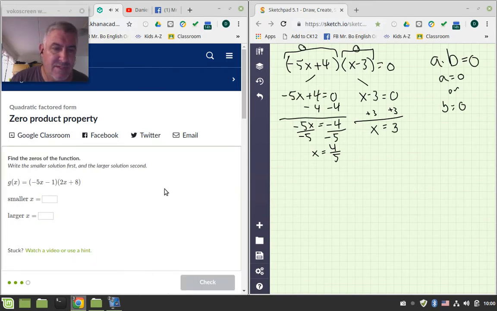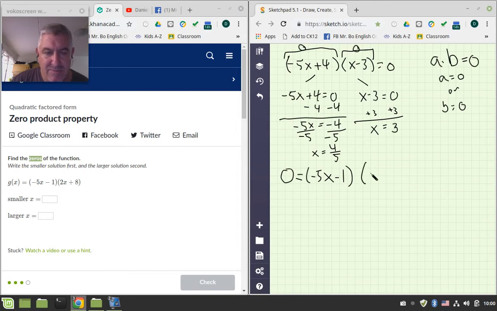Okay, so let's look at the next problem here. Find the zeros of the function. So we want the zeros, so that means we want the time when the function is 0. So we want to find the zeros of the function. We're going to set the function equal to 0. 0 is equal to negative 5x minus 1 times 2x plus 8.